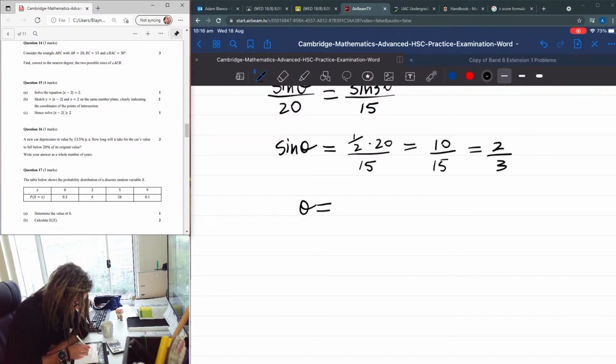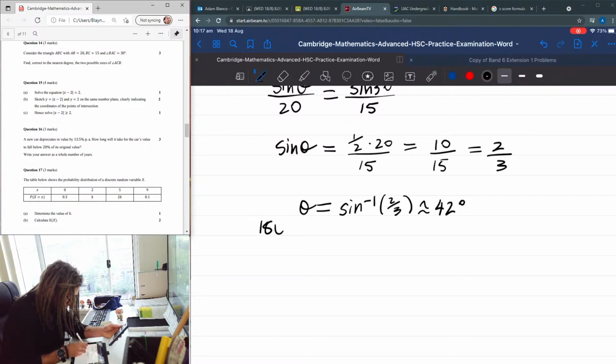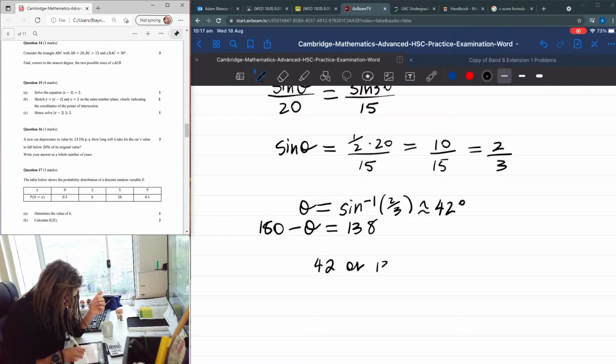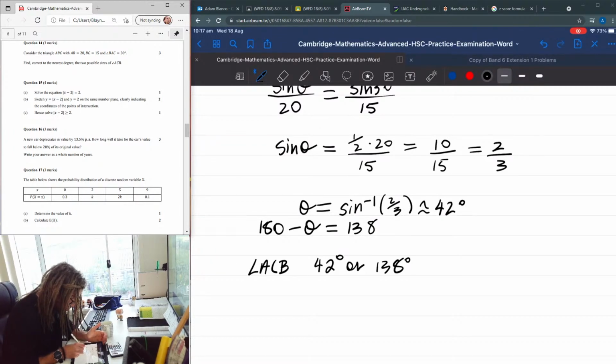So then theta equals inverse sine of 2 on 3. Okay, that's approximately equal to, let's just do it. Make sure I'm in degrees. Okay, 42 degrees, but it could also be 180 minus that, 138. So 42 or 138. They're my two possible angles. What was it? Angle ACB. Cool.